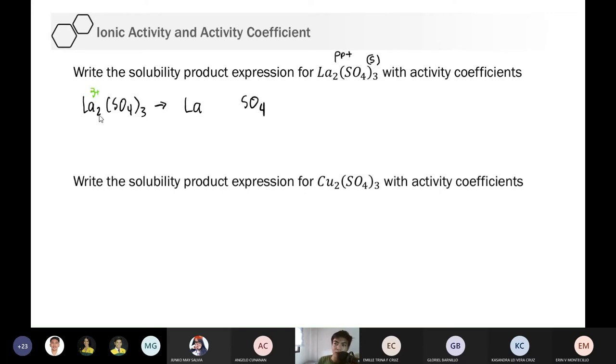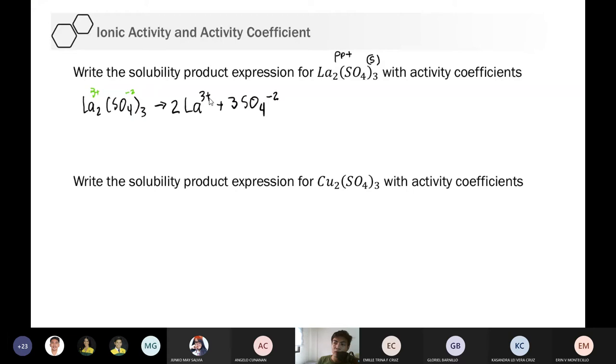San galing yung 2 dito? Kay sulfate, no? So sulfate is -2. So the ions that we will produce are La3+ and sulfate -2. Pero hindi pa tayo tapos, we have to balance them, okay? So we have 2 lanthanum atoms here, so times 2 yung La. We have 3 sulfate ions here, so dapat times 3 yung SO4.